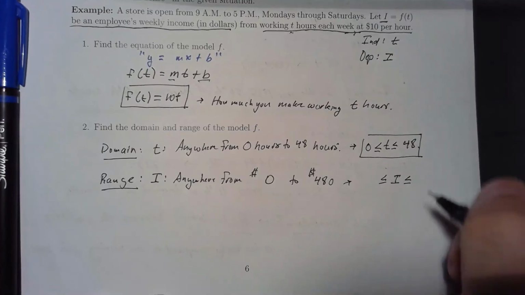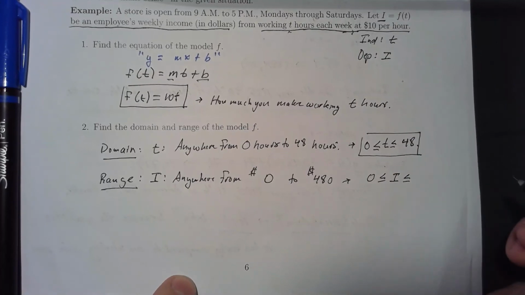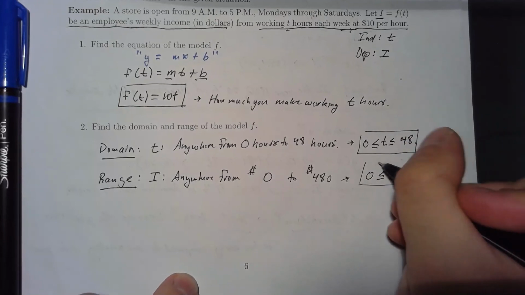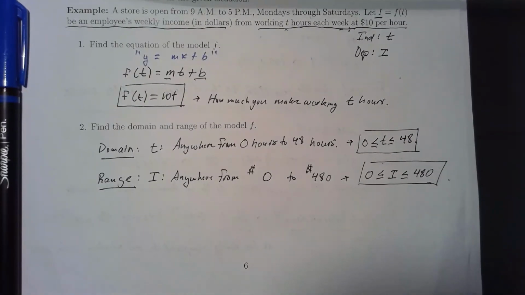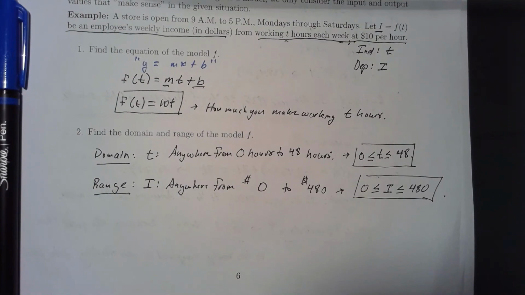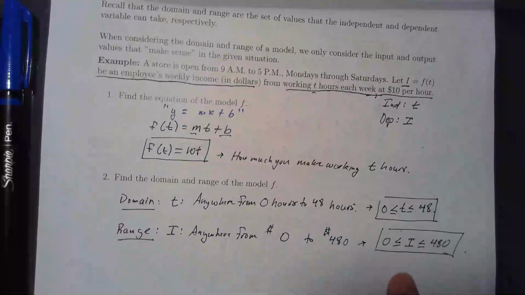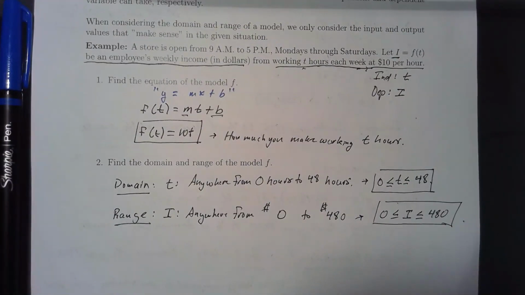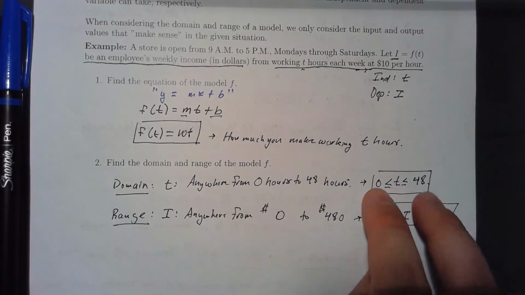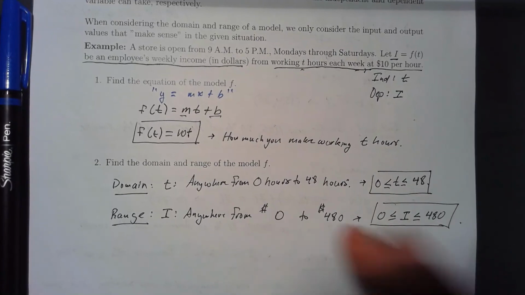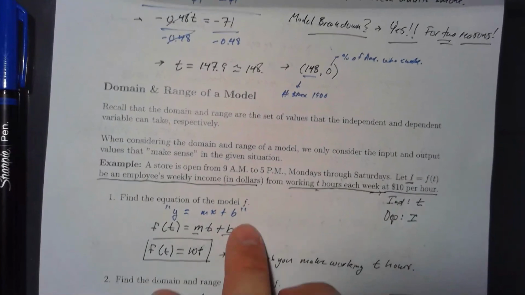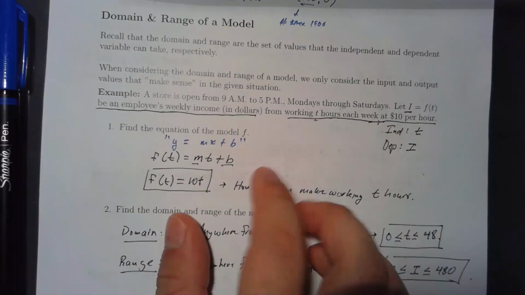So my income can range anywhere from 0 to 480. And that's my range. We'll talk more about inequalities in chapter 3, but that's the domain and range of a model. That's important because you want to be able to distinguish what my possible inputs and outputs are for a particular equation or a particular function. That's important to understand.